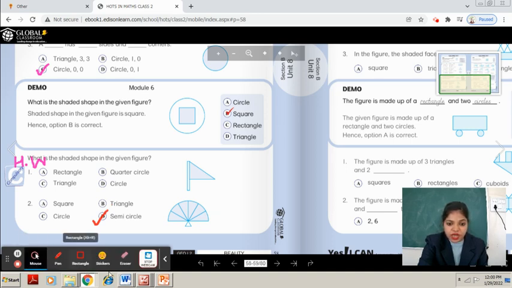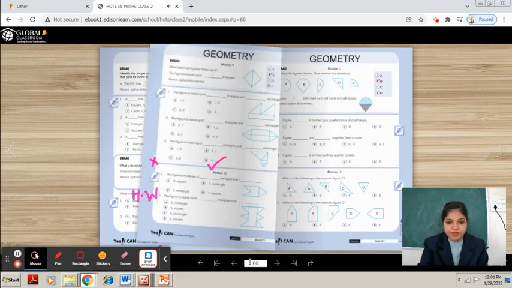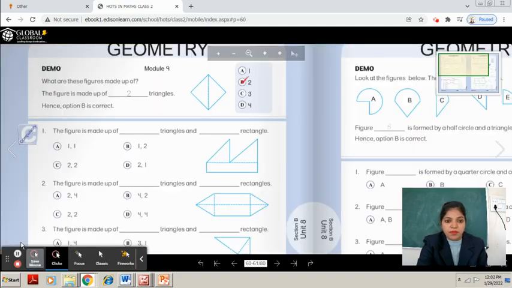Okay. So now take out page number 60. Module 9. What are these figures made up of? So you can see the shape. Okay. The figure is made up of dash triangles.